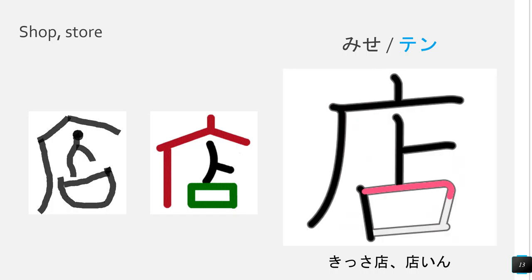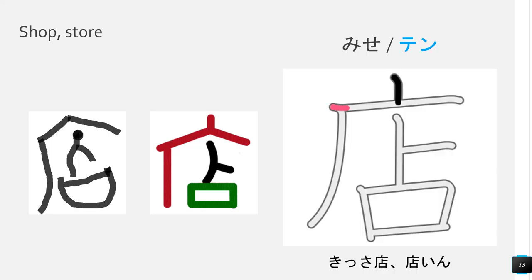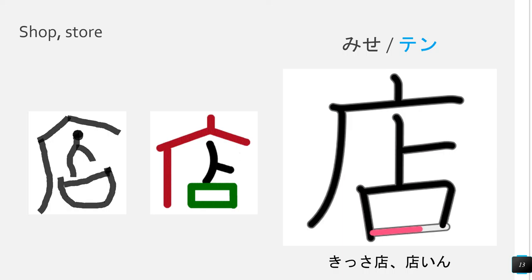Alright, the second vocab, ten in. In is like bu in, kaisha in. It's a member of something. So therefore, ten in is a member of a shop, and therefore it means shop assistant.